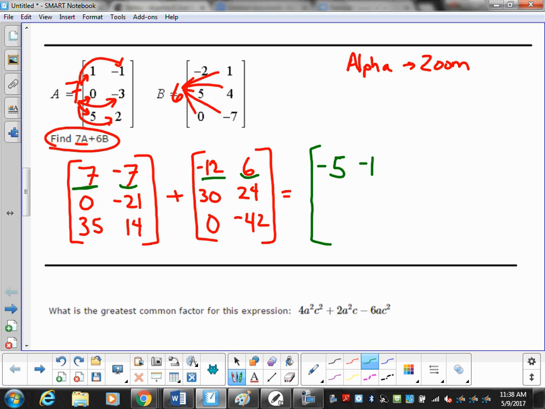Move to the second row, 0 plus 30 is 30. And then negative 21 plus 24 is 3. And the last row, 35 plus 0 is 35. And 14 plus a negative 42 is a negative 28. So that matrix is my solution matrix.